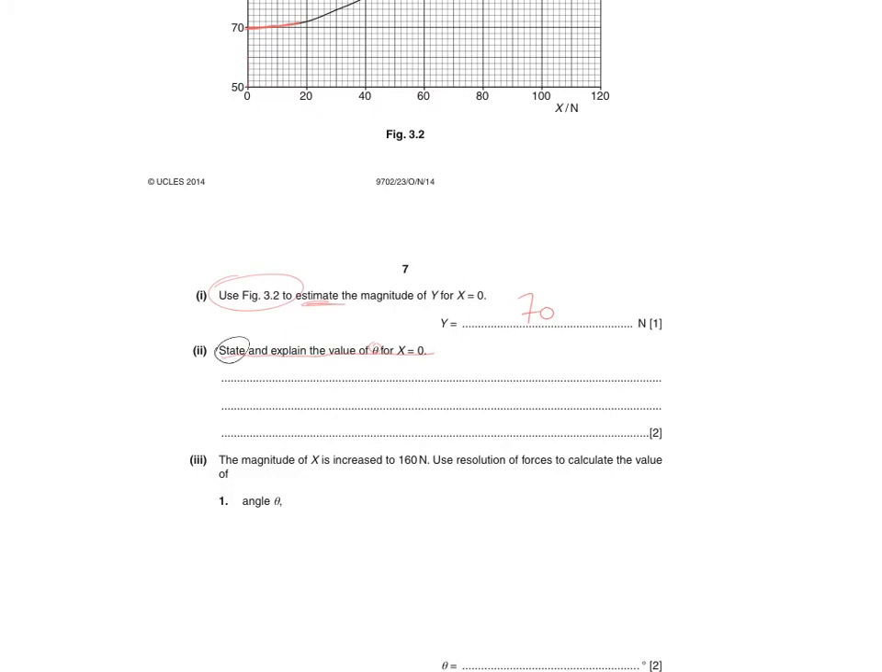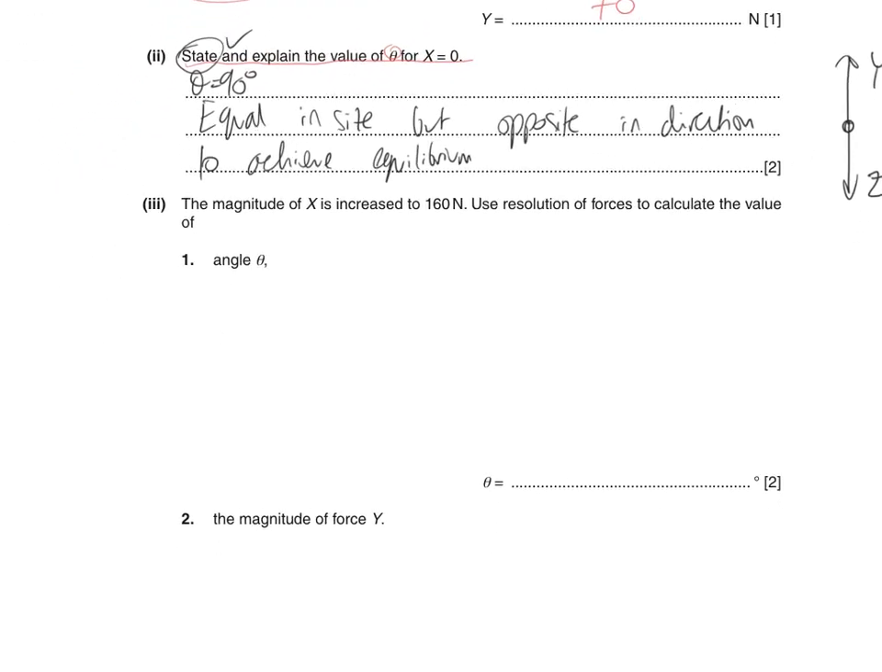State and explain. So state, first of all, 90 degrees is going to be the angle. That's the first bit done. Explain, well, it needs to be equal in size, but opposite in direction, to achieve equilibrium, to balance that force. And then I might even do a diagram on the side to show what I mean by that. So we've got force Z here and force Y here.